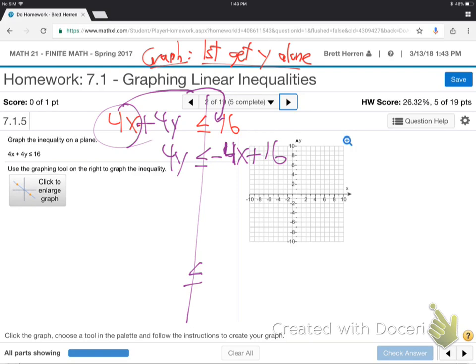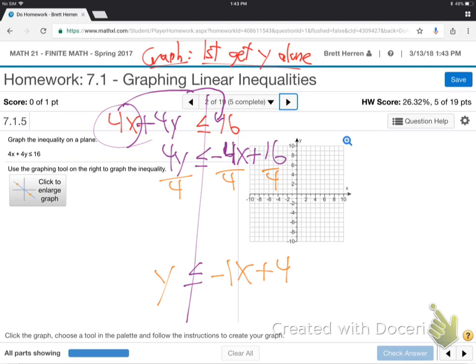What's the last step to get y alone? Divide by that 4. So let's do that. Divide through by 4. So we get y less than or equal to negative 1x plus 4. Is that okay, what I did there? Did y'all see that? 4 divided by 4 is 1, and 16 divided by 4 is 4. Good? Okay. So now, can you graph it?